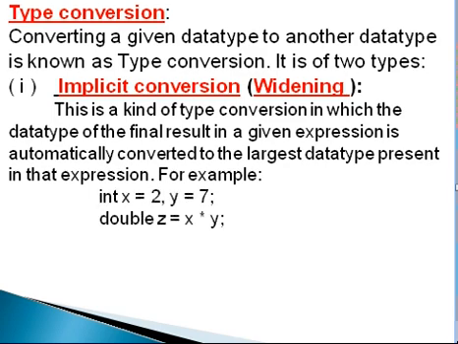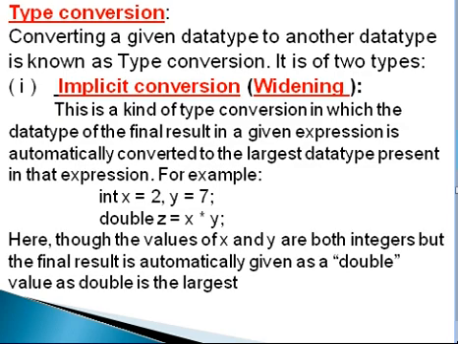Let us take an example. Here, we have two variables x and y of integer type, but the result of a calculation performed over x and y is stored in a variable z which is of double type. Remember, integer is a data type which has lesser storage capacity, whereas double has larger storage capacity. So this variable z is going to automatically store the result of the product of x and y. This is what implicit conversion means.